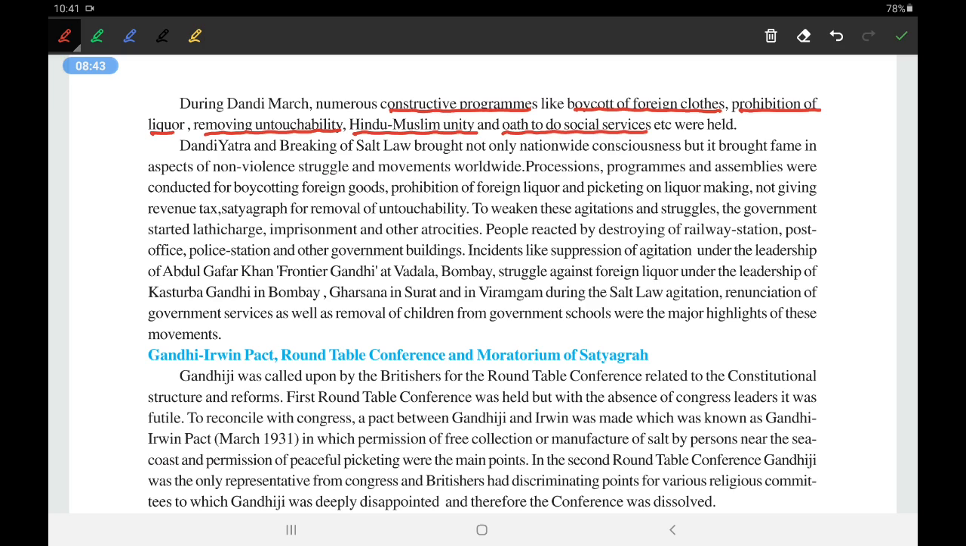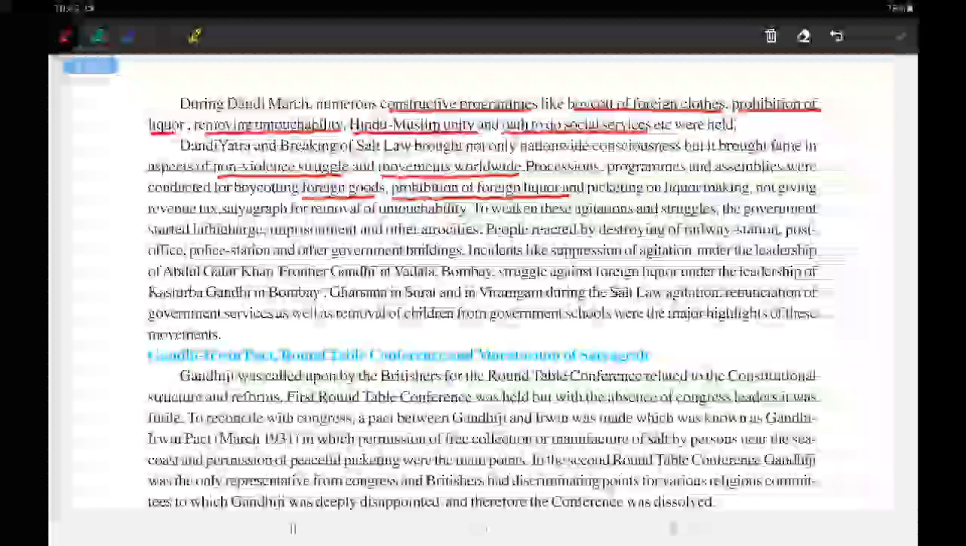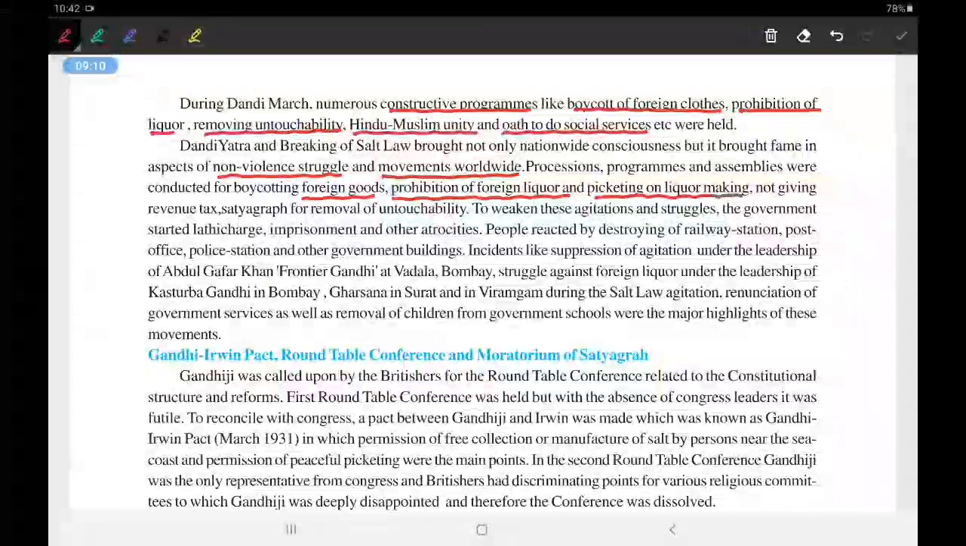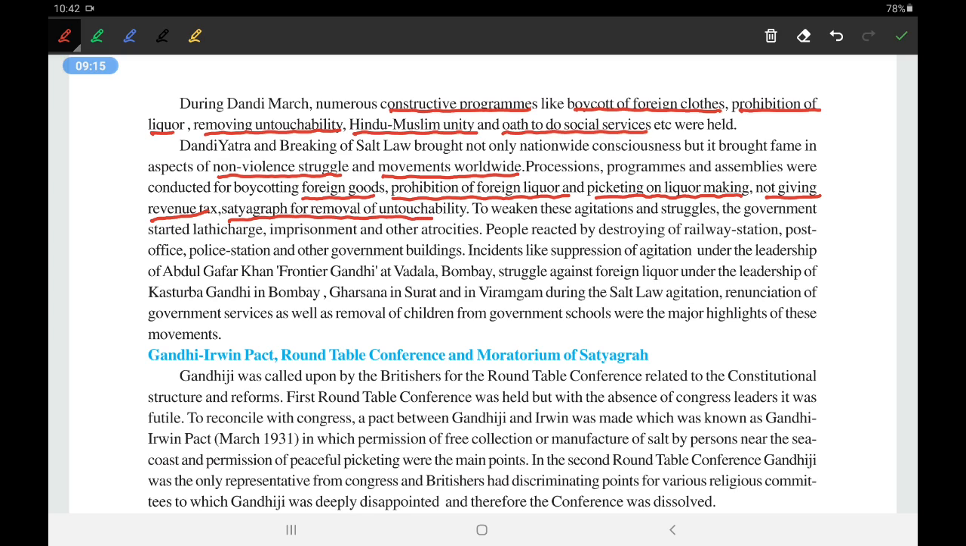The Dandi Yatra and breaking of the Salt Law brought not only nationwide consciousness, but it also framed an aspect of non-violent struggle and movement worldwide. So it was a national struggle, a non-violent struggle that became known worldwide, and it brought fame to India. Processions, programs and assemblies were conducted for boycotting foreign goods. See, now people started boycotting foreign goods. Prohibition of foreign liquor, picketing on liquor making, not giving revenue tax, satyagraha for removal of untouchability, right? So all these programs were done.